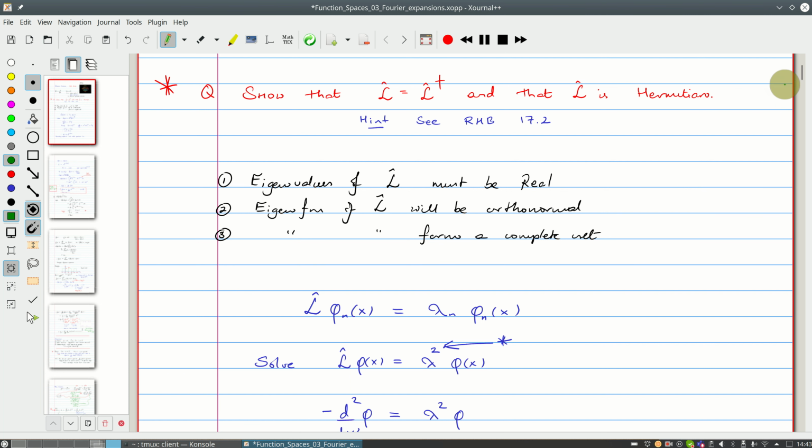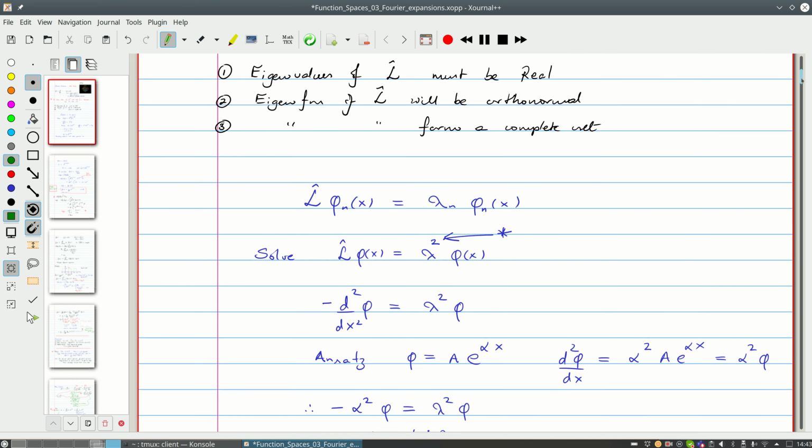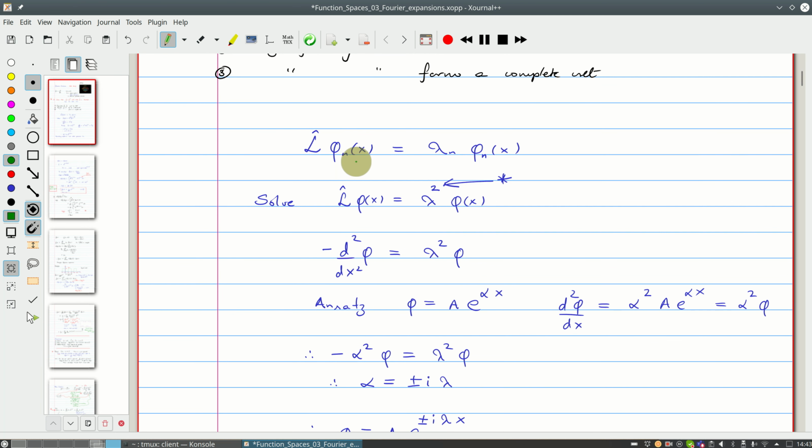Alright, so what it means then is if we set up the eigenvalue equation, so L hat operates on phi n of x is equal to lambda n phi n of x, we can solve this. Now what I've done in solving this is not use lambda n, but I put a lambda squared there, and the reason will become clear soon. So L hat operates on phi to give us lambda squared times phi. This leads to the differential equation. L hat is of course minus d squared by dx squared, so this is the differential equation we need to solve.